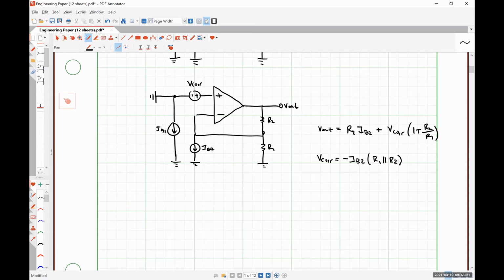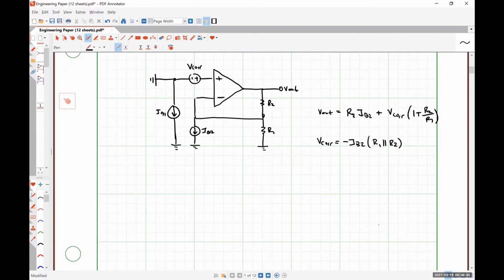But we can recognize something else. The value is just the current multiplied by a parallel combination of resistances. So we can always get this specific voltage by just applying R1 in parallel with R2 at our non-inverting input. So a better way to correct this looks like this.